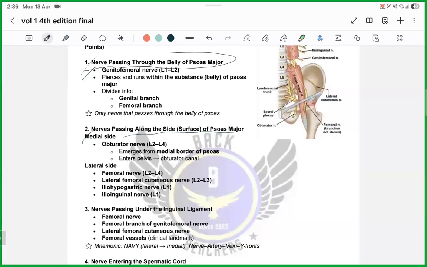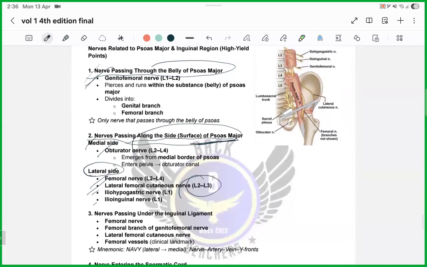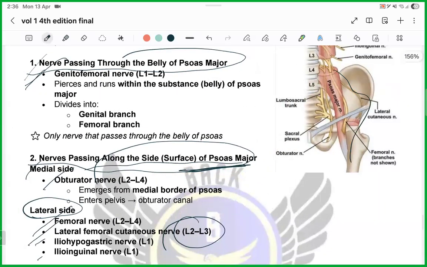Nerve passing through the belly of psoas major, nerve passing along the sides of psoas major: genitofemoral nerve, obturator nerve, femoral nerve, lateral femoral cutaneous nerve. All these nerves are passing lateral to the psoas major, alongside the psoas major muscle, on the lateral side. So they ask about a nerve passing lateral to the psoas major muscle that is causing pain at your lateral leg.